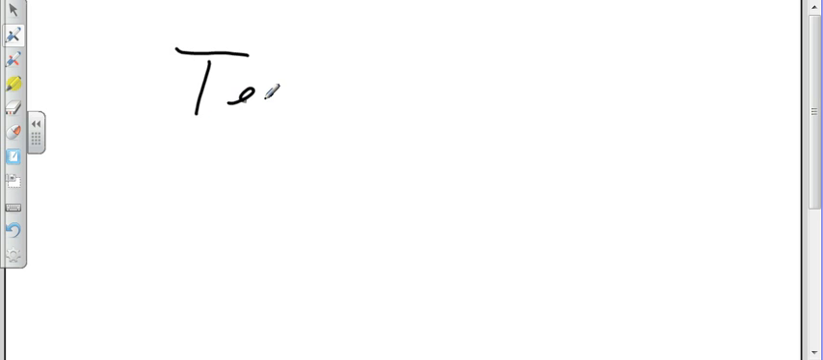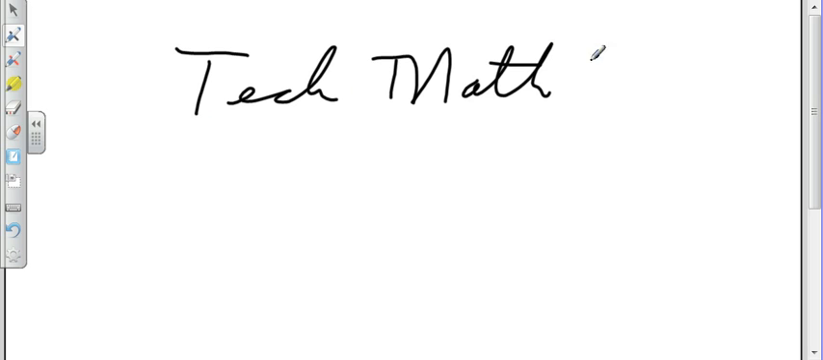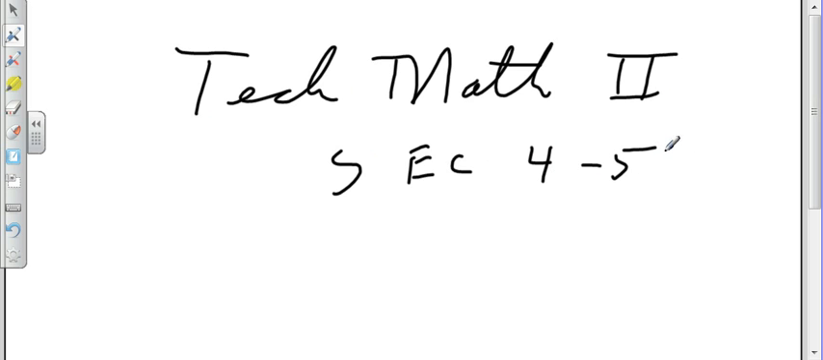This is Tech Math 2, and we're doing section 4-5 today. So 4-5 has to do with finding the midpoint of a line.